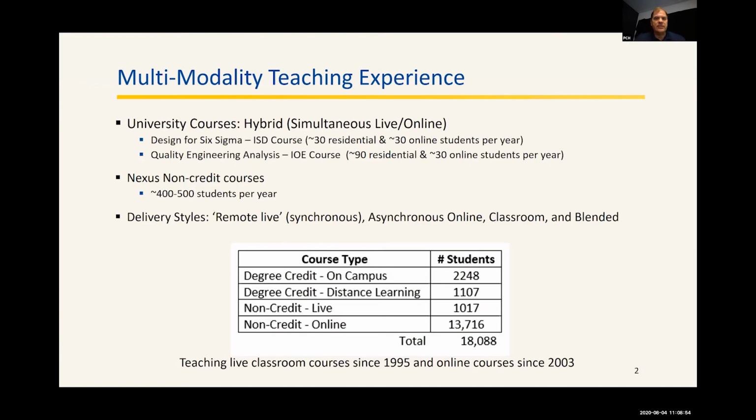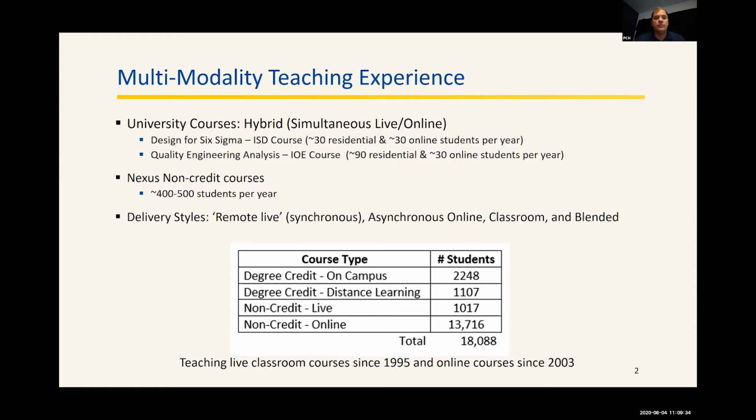Just to give you a sense of my background, I've been doing this for a very long time. As far as my university courses, I currently teach 2 hybrid courses where I have a simultaneous live group and an online group. One of them has about 120 students, the other one has about 60. So one of them has 30 and 30. The other one has maybe 90 residential and 30 online. These are classes that I'm teaching in one of the College of Engineering's remote classrooms where I would have some support help as well.